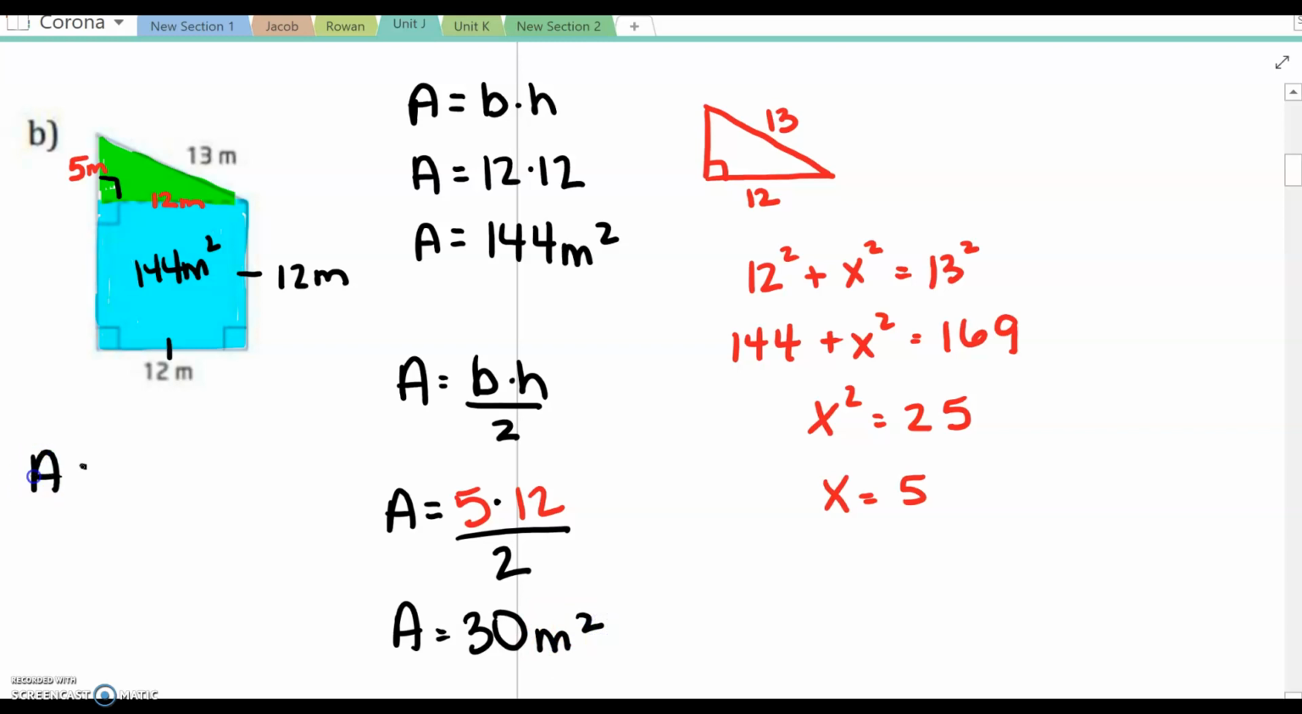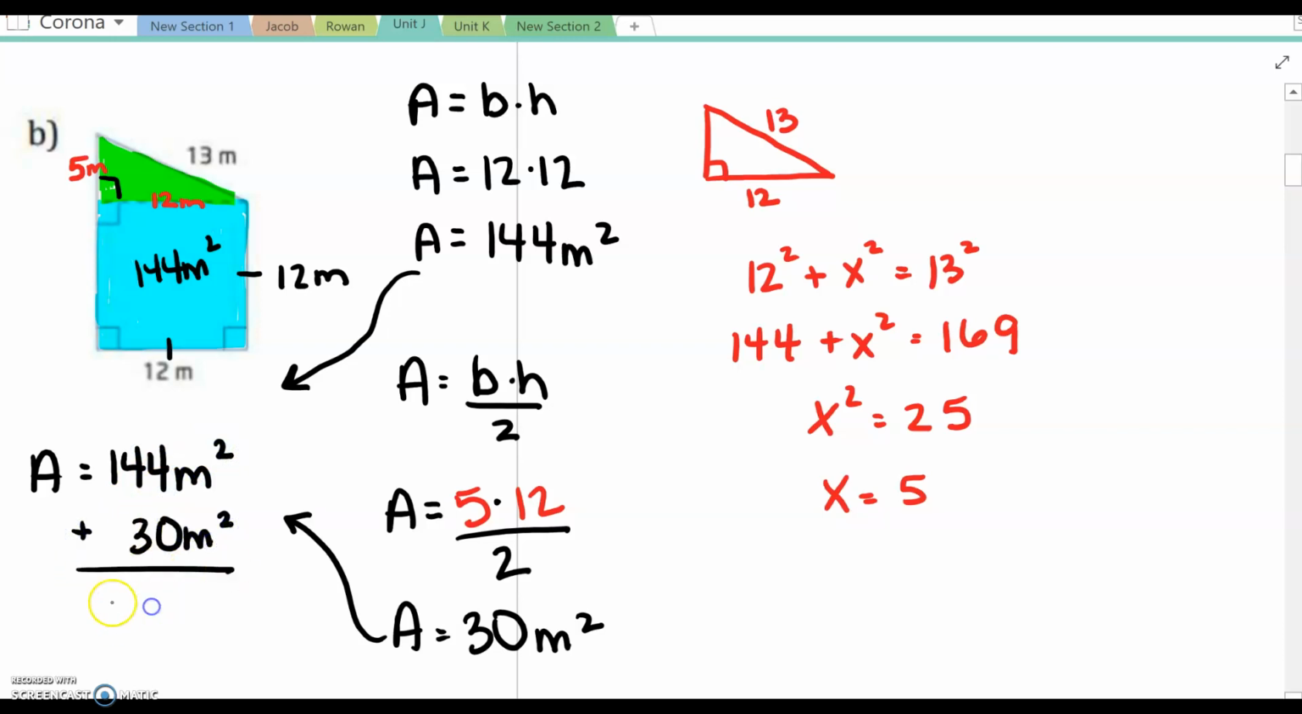Now to find the total area, we combine the two that we found. We have 144 meters squared from the square, plus another 30 meters squared from the triangle. So we have 174 meters squared in total for this composite figure. Okay, moving on to question 1C.